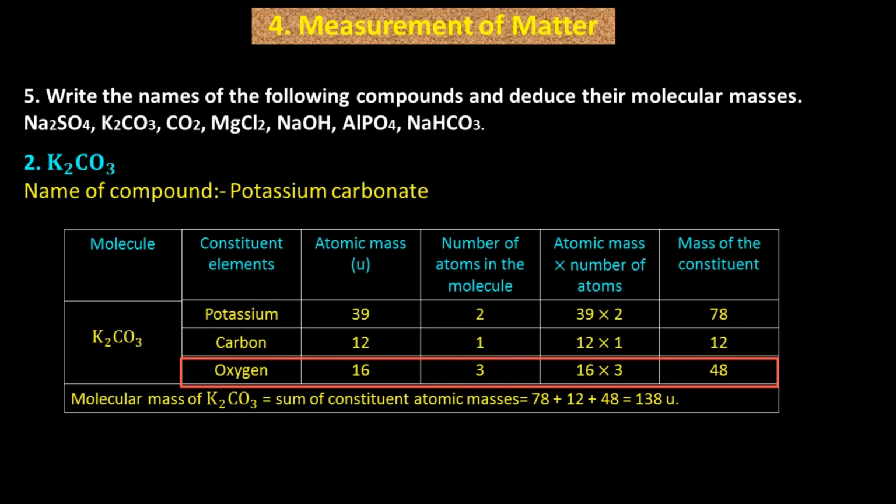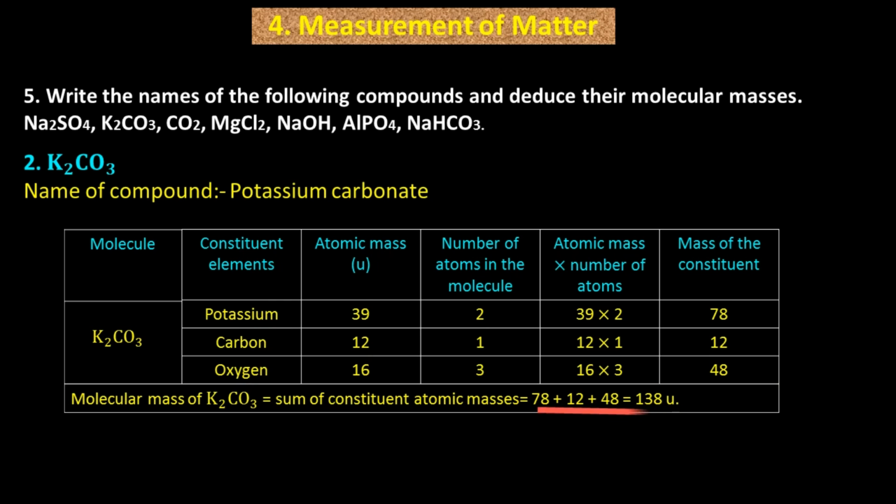So, mass of the constituent carbon is 12. Oxygen, atomic mass 16. There are 3 atoms in it. Therefore, 16 multiplied by 3 is equal to 48. Molecular mass of K2CO3 is equal to 78 plus 12 plus 48 is equal to 138 U. Therefore, molecular mass of K2CO3 is 138 U.